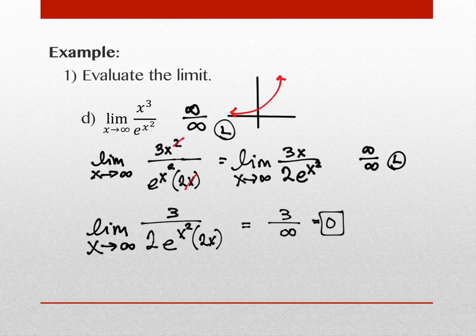And infinity over 3 would be infinity as our answer. So that's why we can't just say that if it's infinity over infinity, it's equal to 0, or if it's infinity over infinity, it's equal to infinity. Depending on the values, it could also end up equaling a constant, and that would be acceptable as well. It just depends on the functions that we're using.